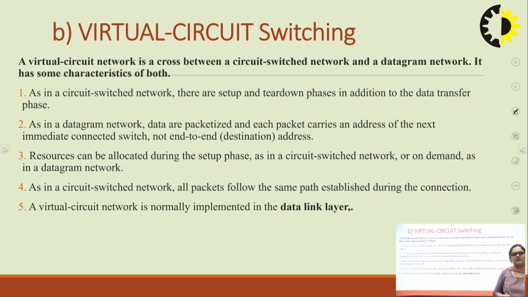Also, the resources can be allocated during the setup phase as in a circuit switch network, or on demand as in a datagram network. And the fourth point is that as in a circuit switch network, all packets follow the same path which is established during the connection. Also, a virtual circuit network is normally implemented in the data link layer.